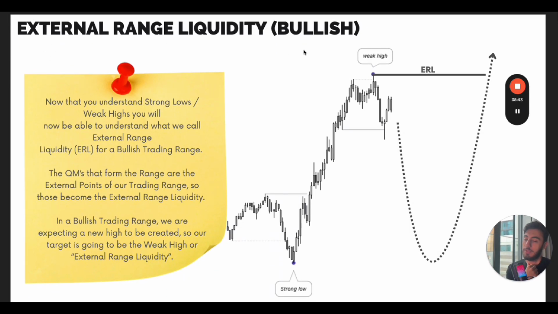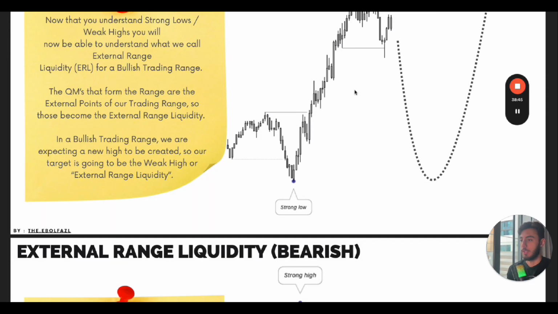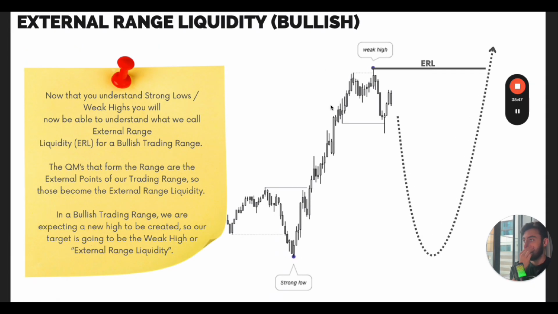External range liquidity, the bullish external range liquidity. Okay. So now that you understand what is a strong low or a weak high, you will now be able to understand what we call external range liquidity. So external range liquidity, okay, we call it ERL. For a bullish trading range, the QMs that form the range are the external points for our trading range, so those become external range liquidity.